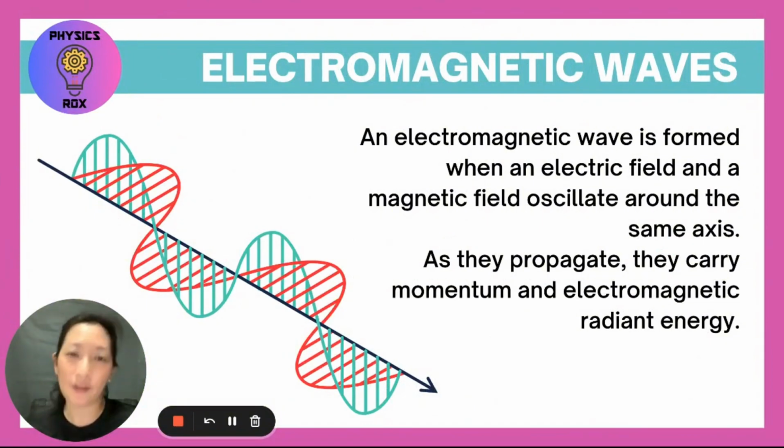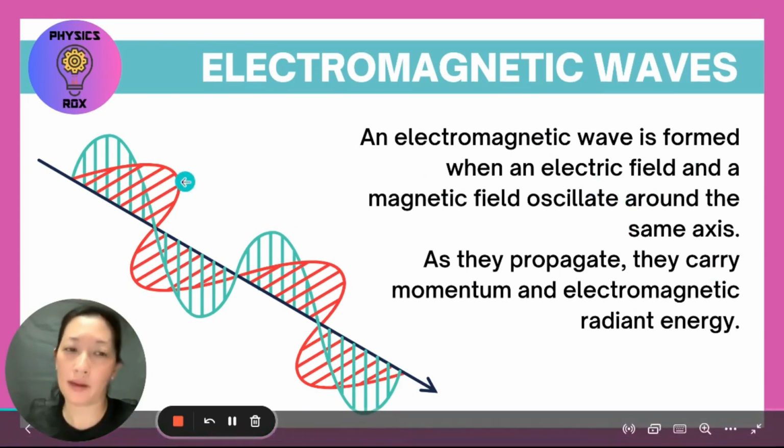But before we get into that, we need to know what are electromagnetic waves. So if you look at the word electromagnetic, you can see that it comes from two words, electric and magnetic. So essentially, an electromagnetic wave is made up of both an electric and a magnetic field. As the definition written here says, an electromagnetic wave is formed when an electric field and a magnetic field oscillate around the same axis.